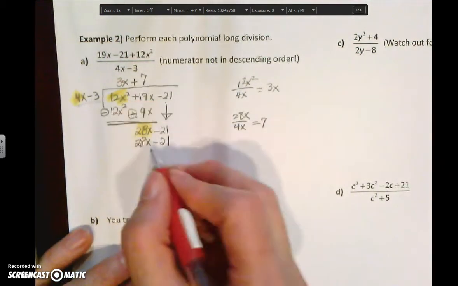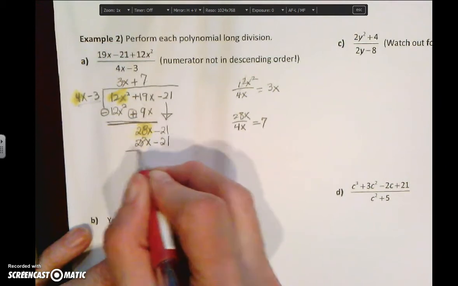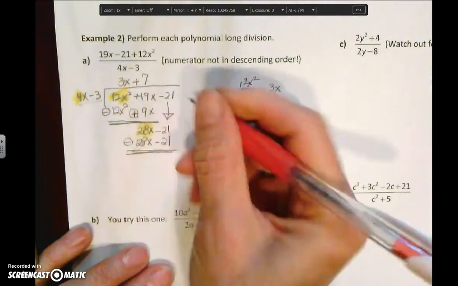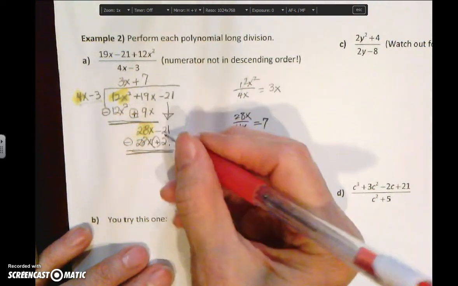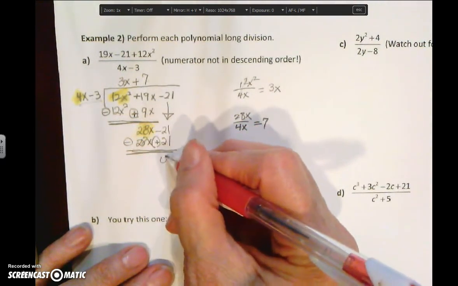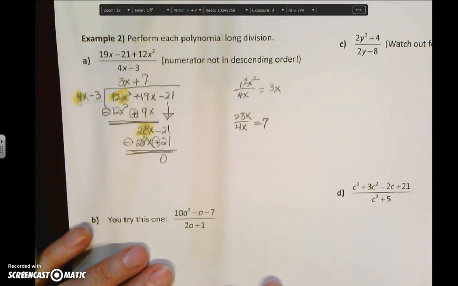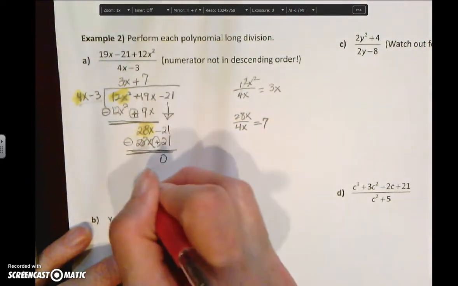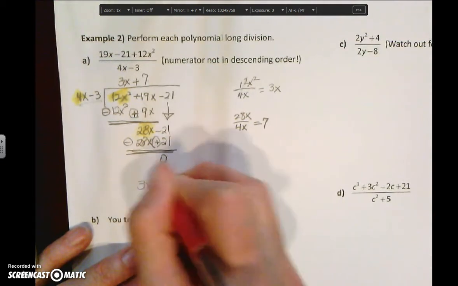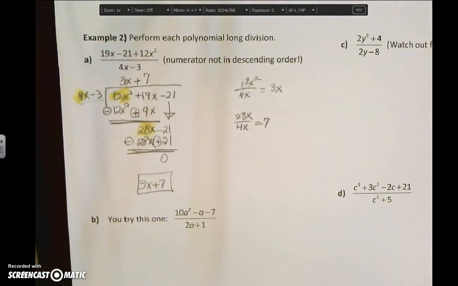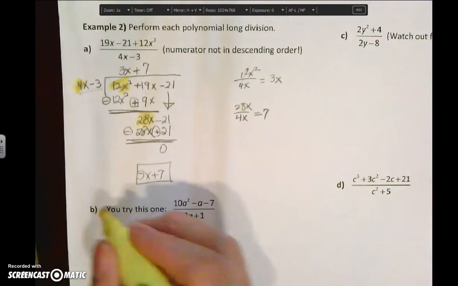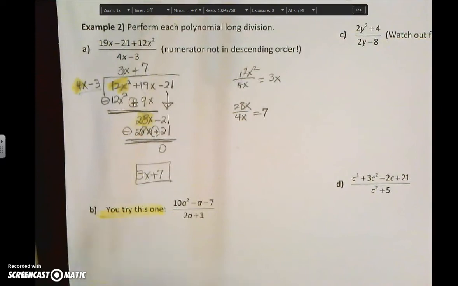So I multiplied. Now I'm ready to subtract, so I'm going to draw that line, change my sign to a minus here, plus here, and when I go to add, I get a 0. So there is no remainder, and my answer then is 3x plus 7. All right, so stop the video and give a try at problem B here, and see how you do.